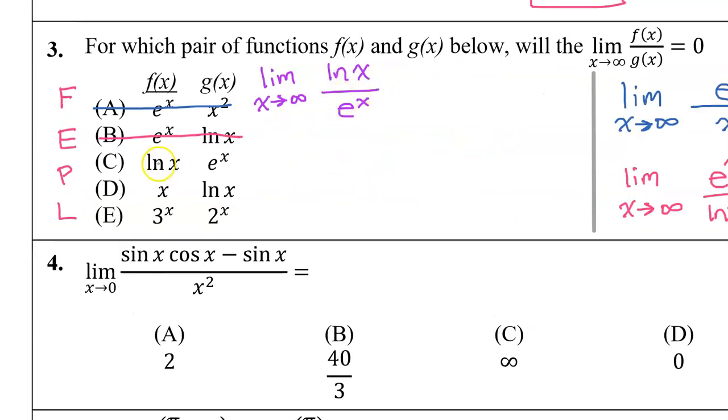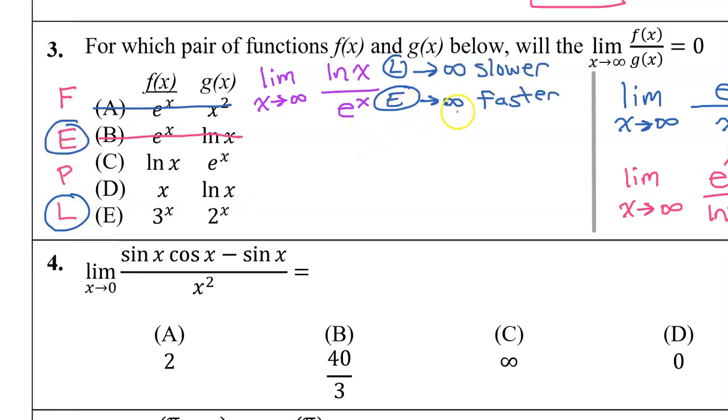For the next pair of functions, we have natural log x over e to the x. So we have a logarithmic expression divided by an exponential expression. So the logarithmic expression is growing slower than the exponential. If the denominator is growing faster than the numerator as x approaches infinity, then the denominator is getting bigger and bigger compared to the numerator. In that case, the overall value of the fraction is getting closer and closer to 0. In other words, the limit is 0, and C is the answer.